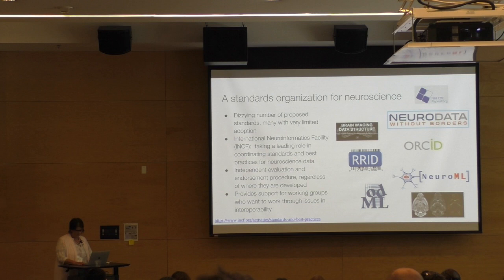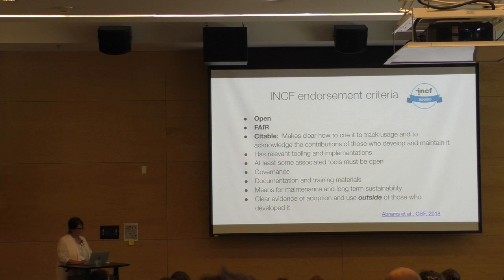So these are the endorsement criteria. There's open, right, which we said is different than FAIR. How much do these support open science? How much do they support FAIR? How much do they support formal provenance, data citation, right? Do we know who created these things? Can we give them credit? They have to have relevant tooling and implementations. At least some associated tools must be open.